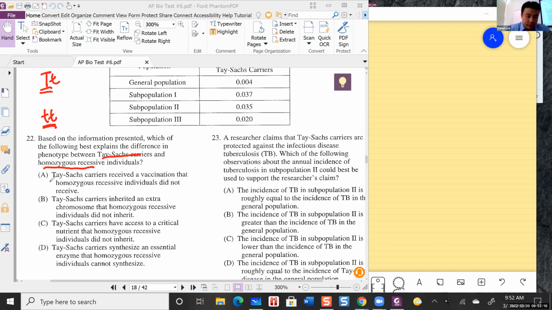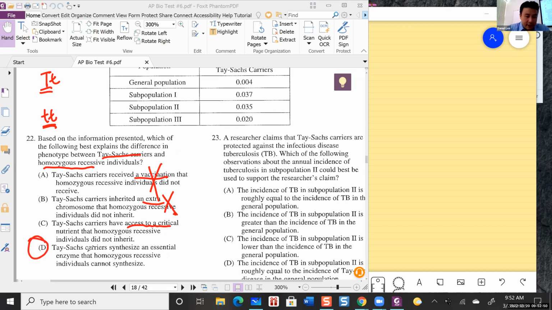Okay, so for 22, let's look at the first one. A Tay-Sachs carrier received a vaccination. That's just garbage, right? There's no mention of vaccination. Number B, a Tay-Sachs carrier inherited an extra chromosome. Doesn't make sense. This is autosomal. This is not like Down syndrome or Turner syndrome. You don't have an abnormal chromosome number. And C, Tay-Sachs carriers have access to a critical nutrient that homozygous recessives do not. That doesn't make sense. It's not the food. And the answer is D.